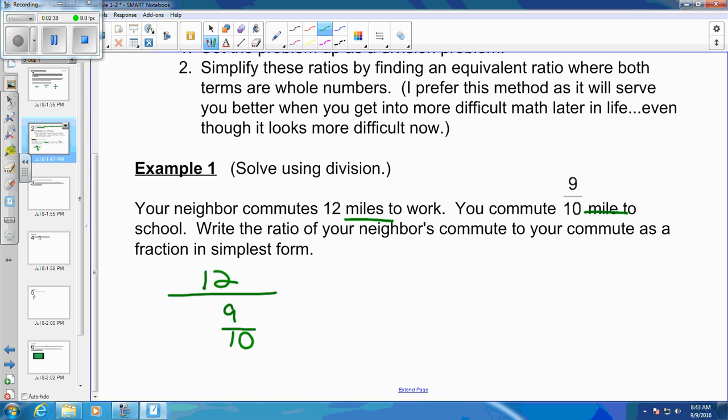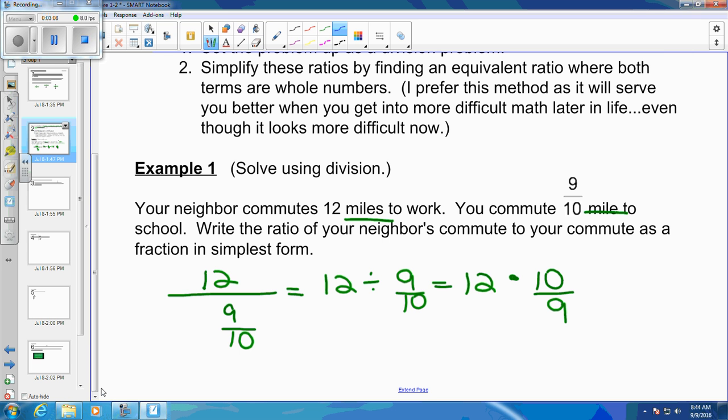Using long division, I can rewrite it as 12 divided by 9/10. You know your rules for dividing fractions. I always do keep, change, flip. Keep the 12, change it from division to multiplication, and flip it. And now we can multiply.